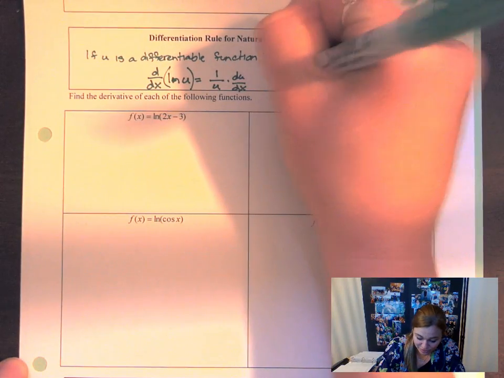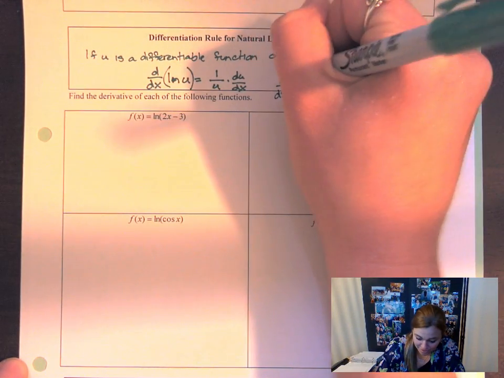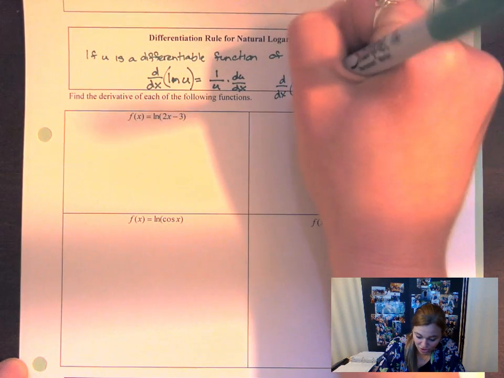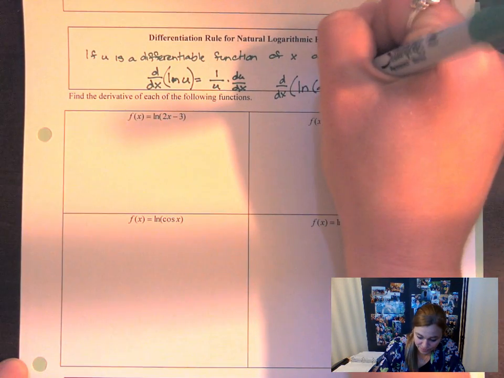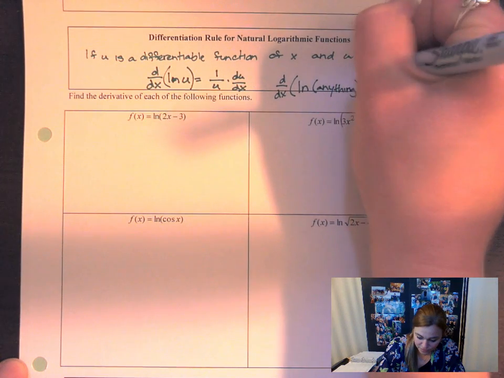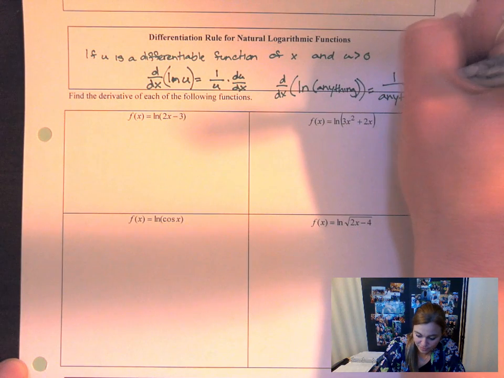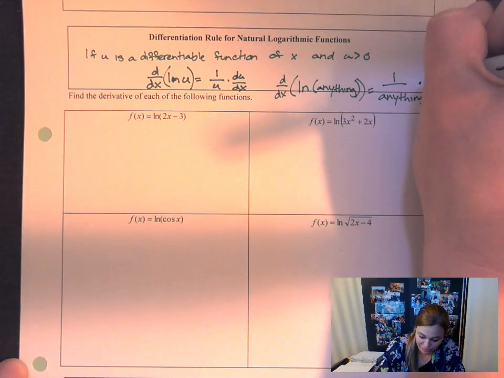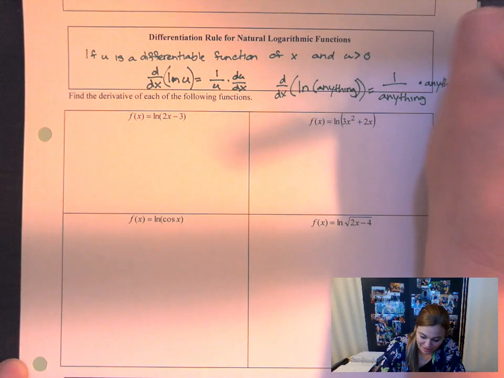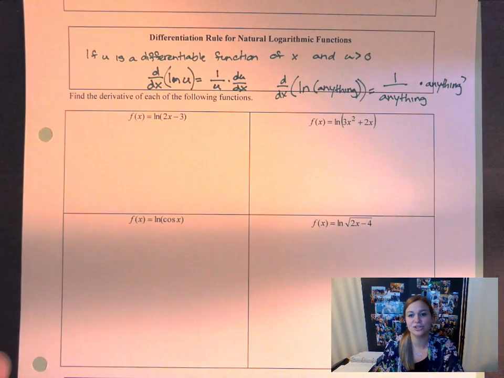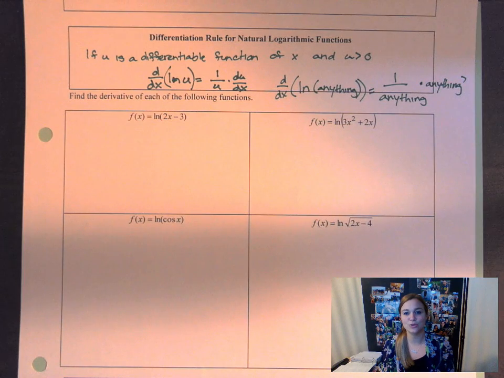Or I can say the derivative of the natural log of anything is 1 over anything times the derivative of the anything. And yes, this one really just already takes into account the chain rule. So you don't even have to remember that it's part of this, like 1 over the anything times the derivative of the anything, because it would be really easy to forget the chain rule on some of these.